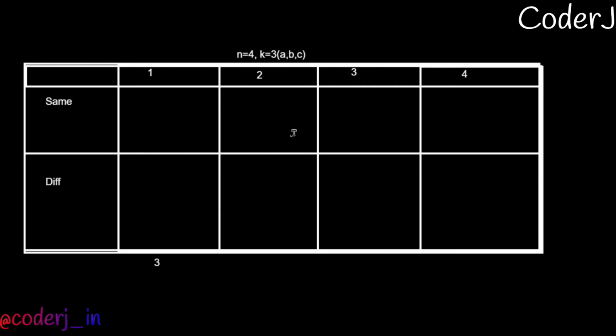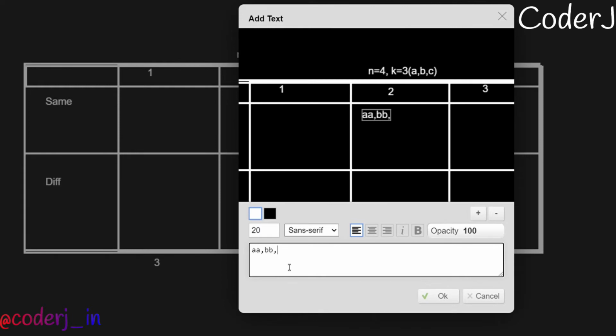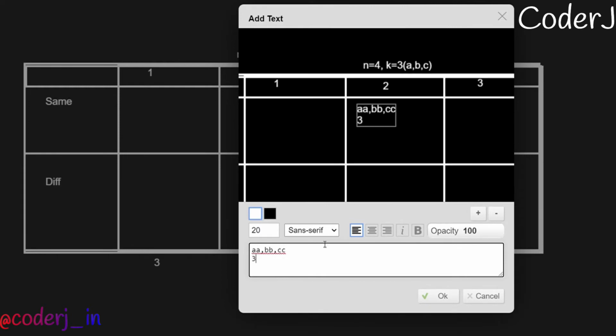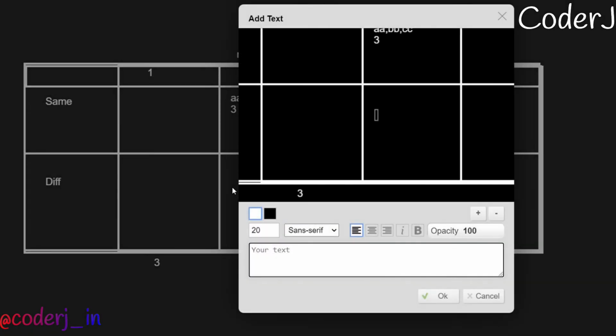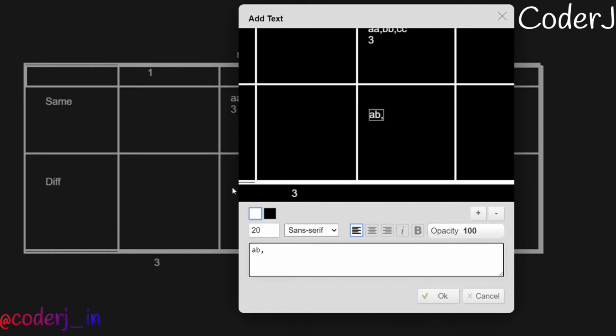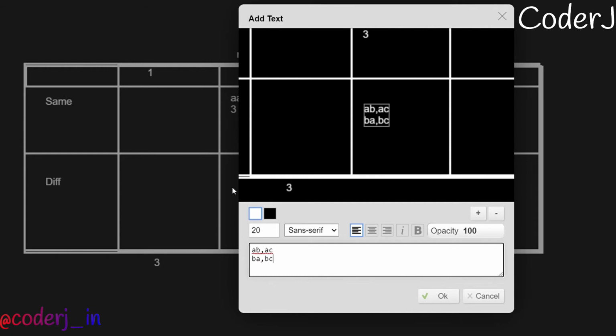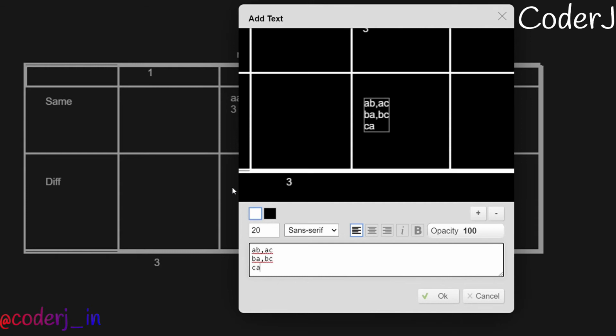If you have two poles, what are the ways in which you can have the same color? The ways will be A A, B B, and C C, so the total ways will be three. Correct? What about when both the poles should have different color? So let's go A B, A C, B A, B C, and C A, C B. Correct? So totally we have six ways, right?